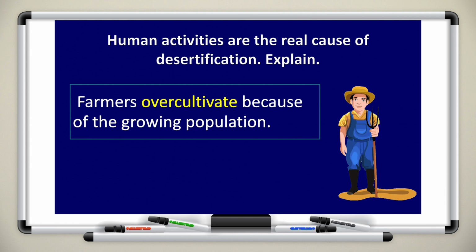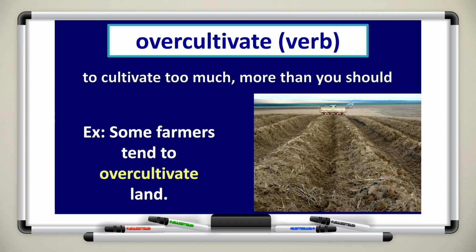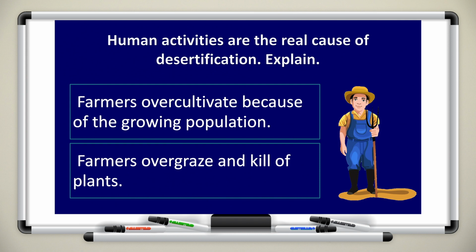Can you explain that? What do humans do that cause desertification? Farmers tend to over-cultivate because of the growing population. They tend to plant, but a lot. Over-cultivate means to cultivate too much. For example, some farmers tend to over-cultivate the land more than they should. Another thing that people do, or human activities that cause desertification, is that farmers overgraze and kill off plants. Overgraze and kill off plants.